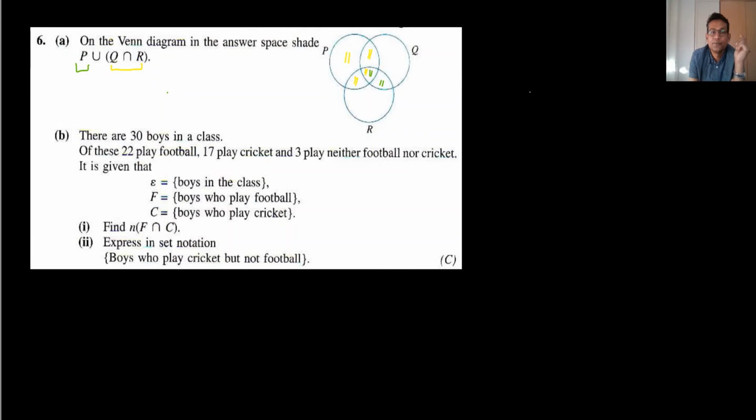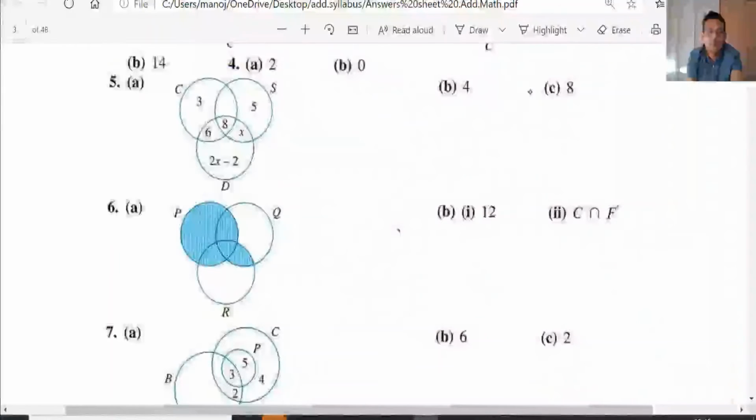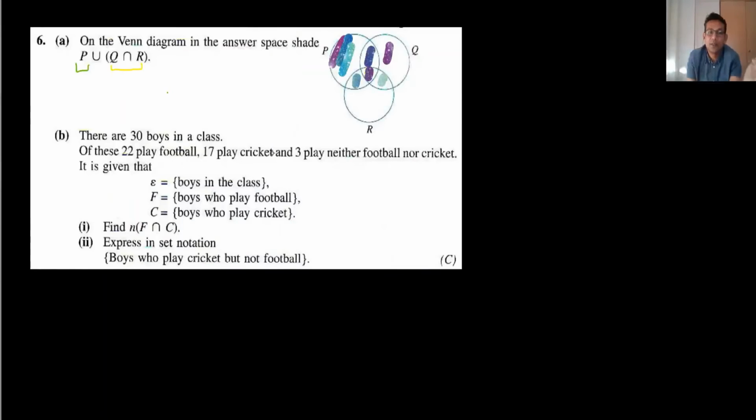So your right answer will be this one, this one, this one, this one, this one, and this one, and we have done. If you want to check the answer, yes, this is here. It's absolutely right. Moving to part B now.